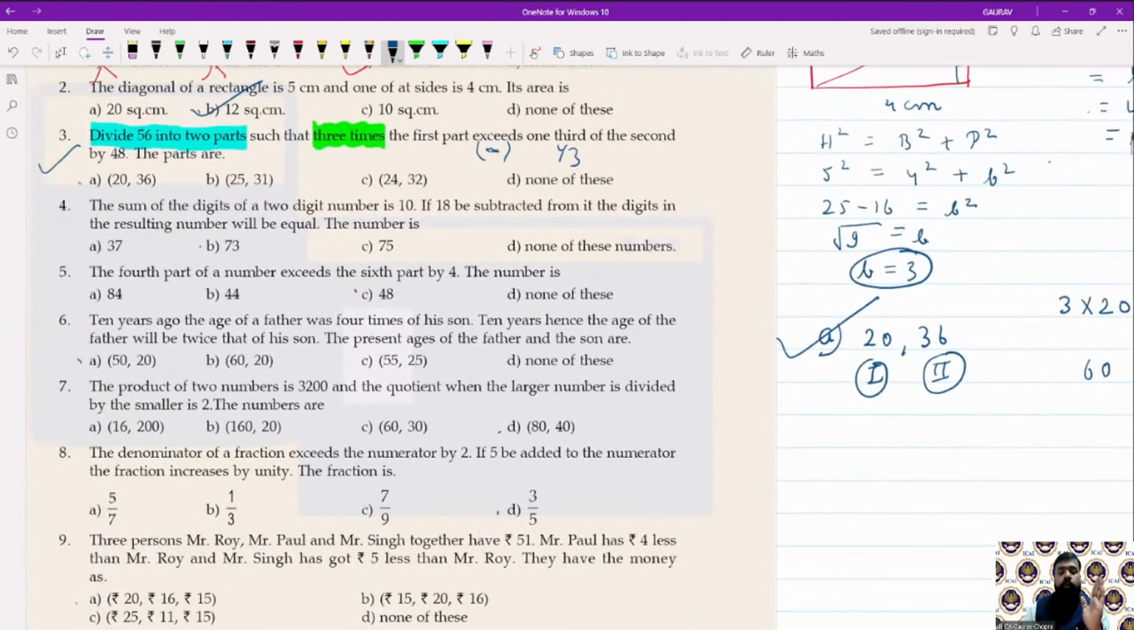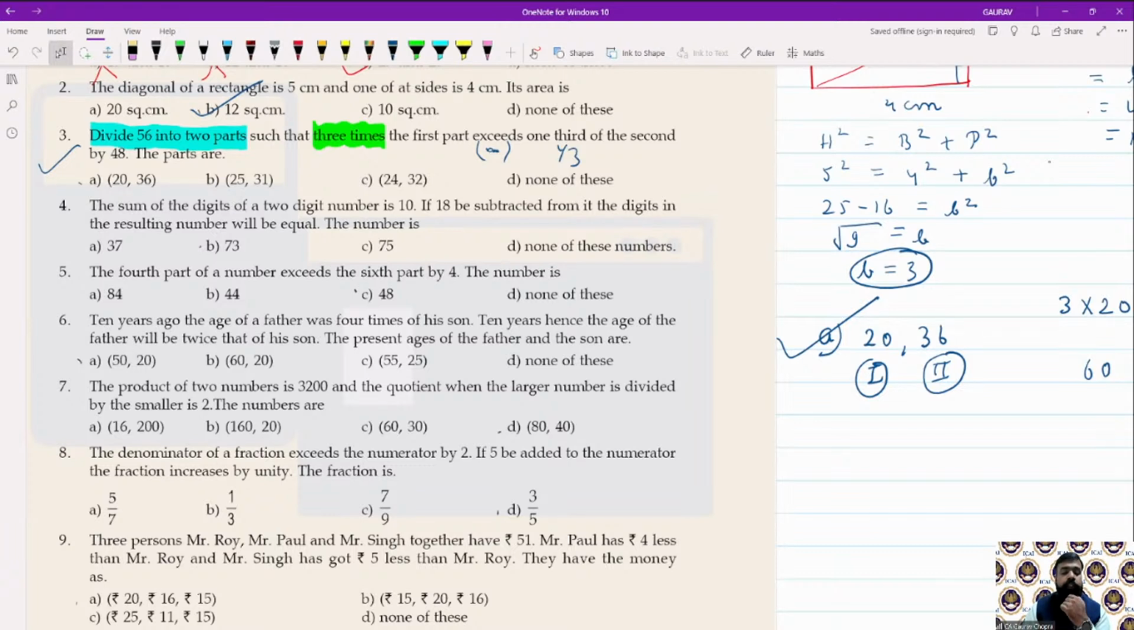So 3 times of the first portion, one third of second portion, and then we have to subtract. If the result is 48, then it is correct. If it is not 48, then it will be incorrect. Now the next one, fourth.